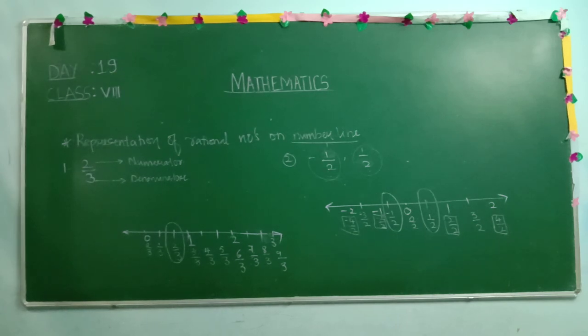Hopefully it is clear to you people. By taking your own rational numbers, just try to represent the numbers on the number line. And still, if you are having any doubts, you can write it under the comment section.